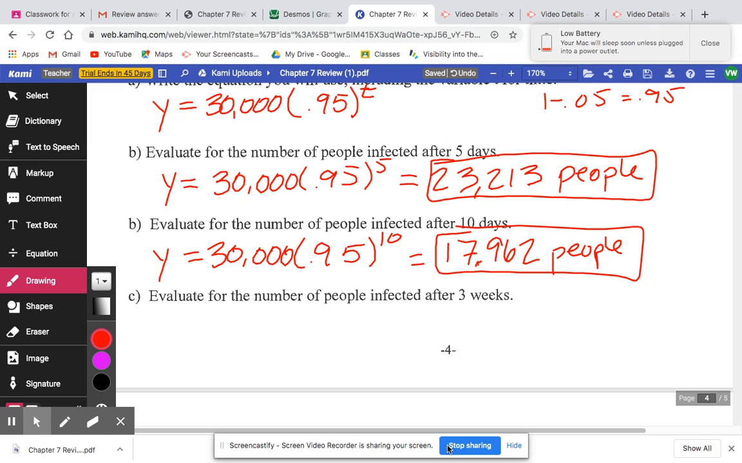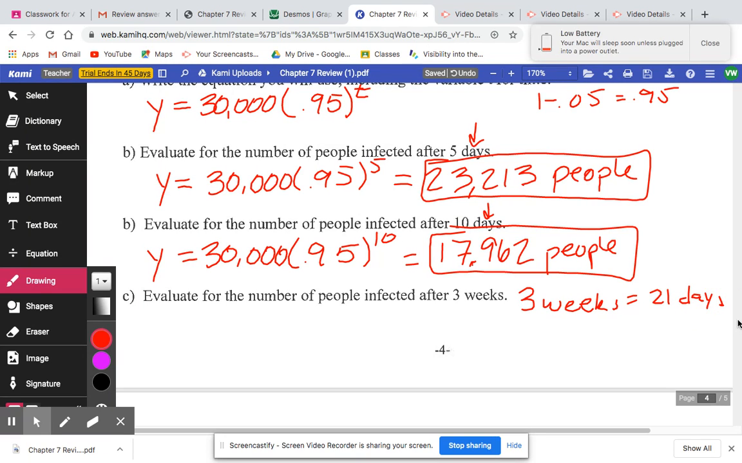Now, evaluate for the number of people infected after 3 weeks. T is not 3. Look at what we're measuring it in. Days. Here it's weeks. So you need to do a really simple conversion. 3 weeks. That's 21 days. Because there are 7 days in a week, times 3 weeks, 21 days.